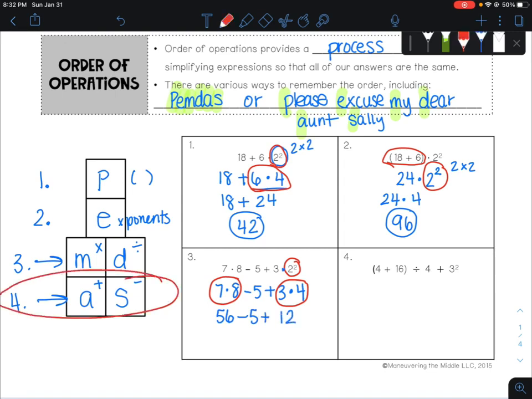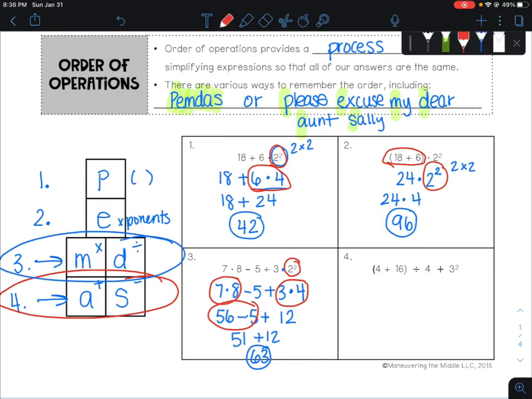Okay, now we have step 4, add and subtract. This is where our distinction comes in. So when you have adding and subtracting at once, you must go just left to right, meaning that the subtraction goes first because it's written first. So 56 minus 5 would be 51. And then add the 12, meaning you would get 63. Okay, so once you have things in the same step, multiply, divide, or add, subtract, go left to right.